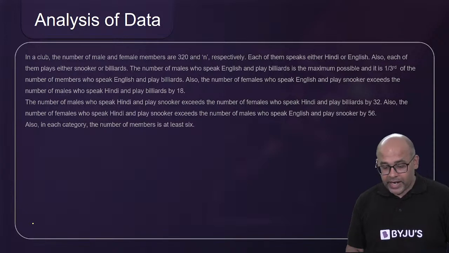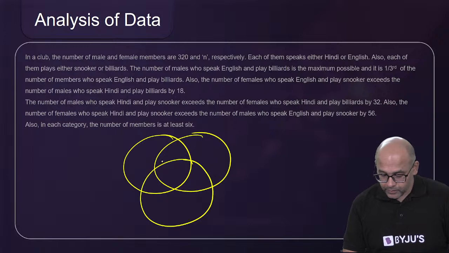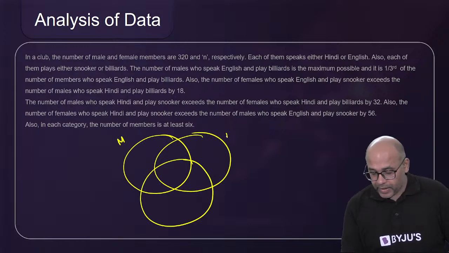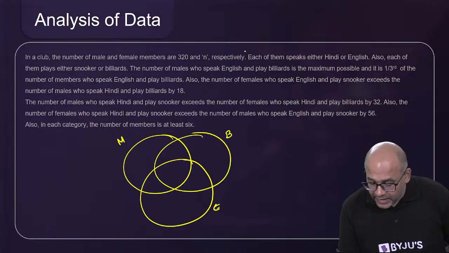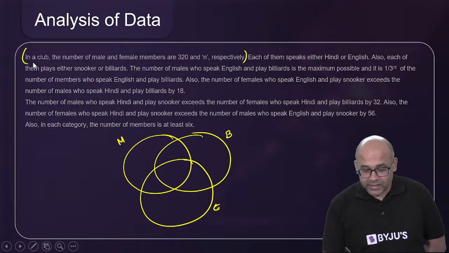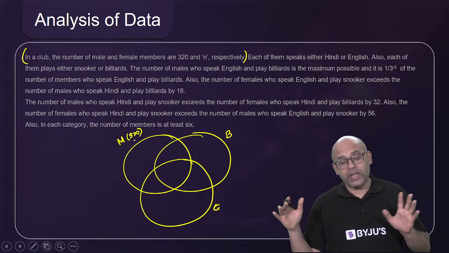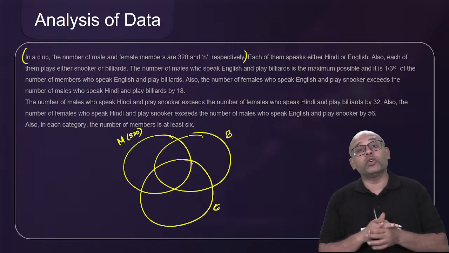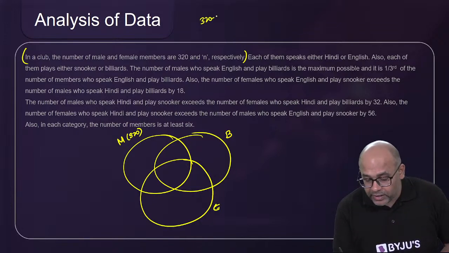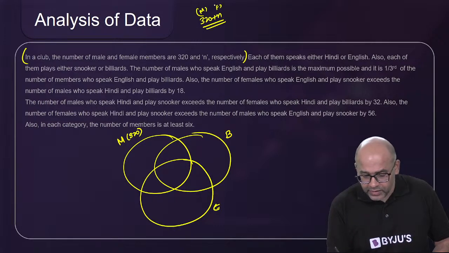So now let's go ahead and start drawing and writing things. So this is male, this is billiards, and this is English. Now, in a club, the number of male and female members are 320 and n respectively. So males are 320. Females we don't know, so everything outside male is n. The total number of people is 320 plus n. This is male. This is female.